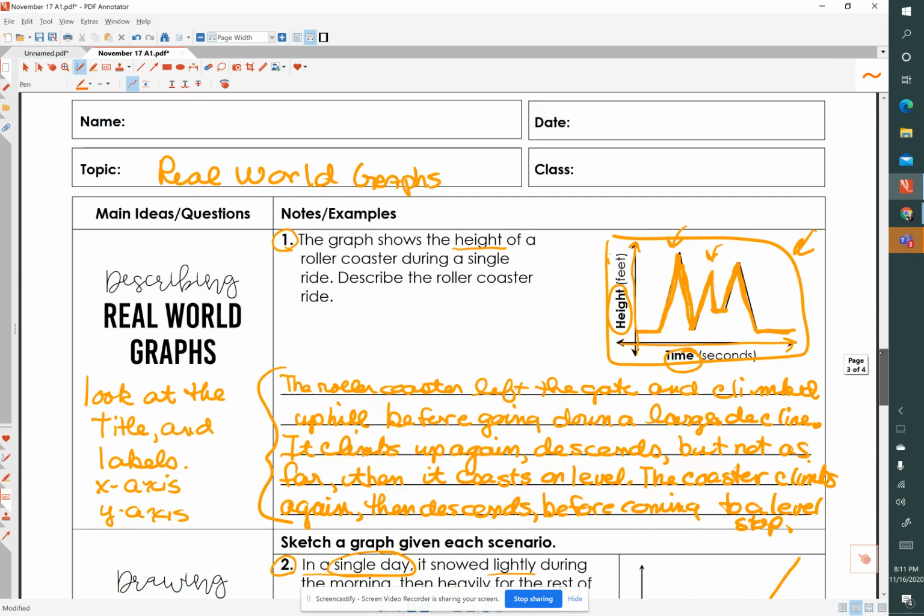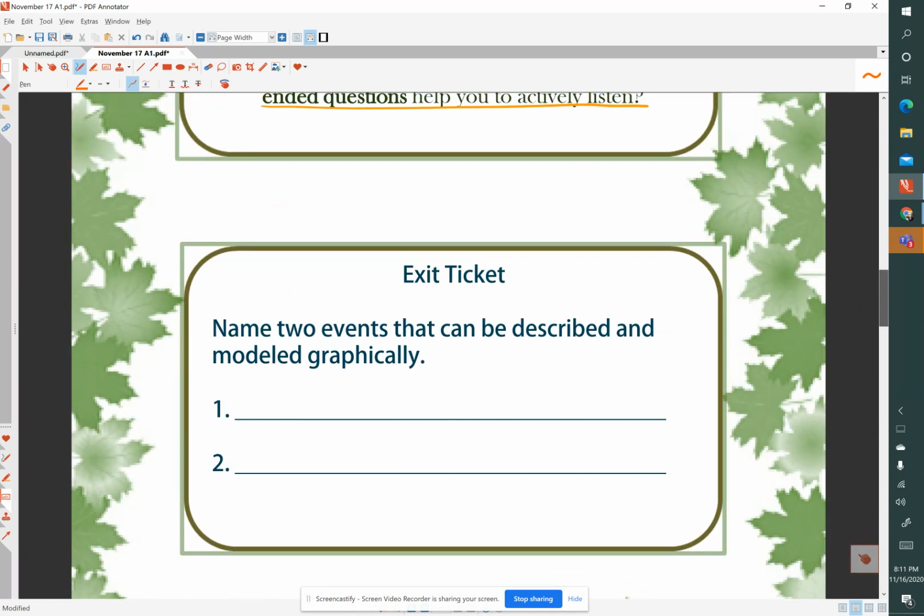So that's our introduction to real-world graphs. So I want you to go back to your exit ticket and name 2 events that can be described and modeled graphically. We've had examples with bus stops, heart rate, money, allowance. We had the school bus stopping at picking up students. We had speeding on the highway. So make up 2 of your own and write them in here.